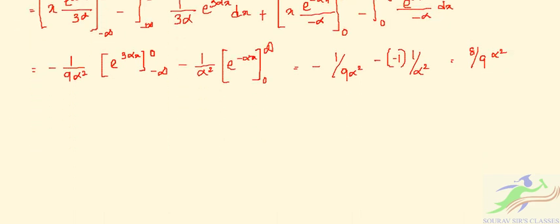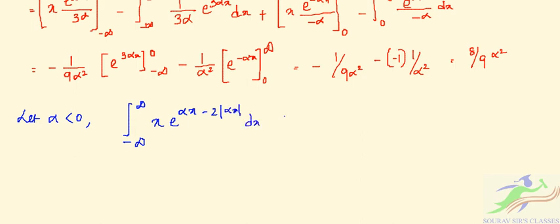Now if we solve for alpha less than 0, then we will have this integration. So rewrite the integral: minus infinity to infinity x e to the power alpha x minus 2 mod alpha x dx, right? We can write this as minus infinity to 0 x e to the power alpha x dx plus 0 to infinity x e to the power 3 alpha x dx.